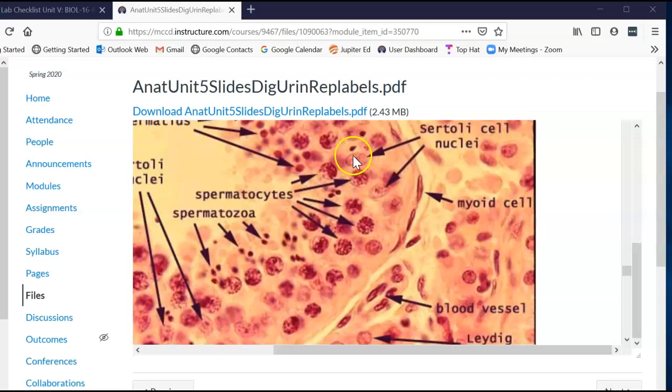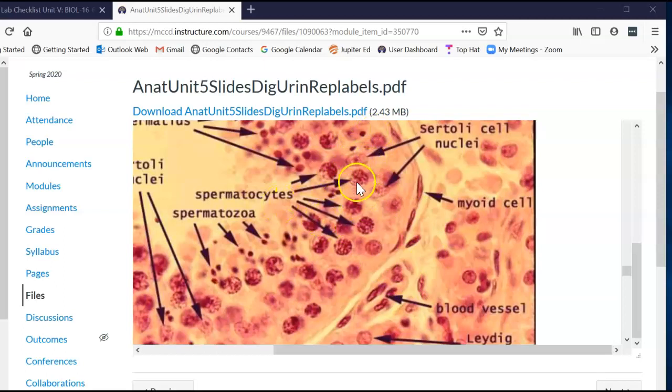Notice that the Sertoli cell nuclei are different looking. They're sort of oblong and they're lighter. They're not dividing, so they don't have the dark chromosomal structures that you see in these other cells. So they're supportive cells. And the cells that are dividing are the spermatocytes.